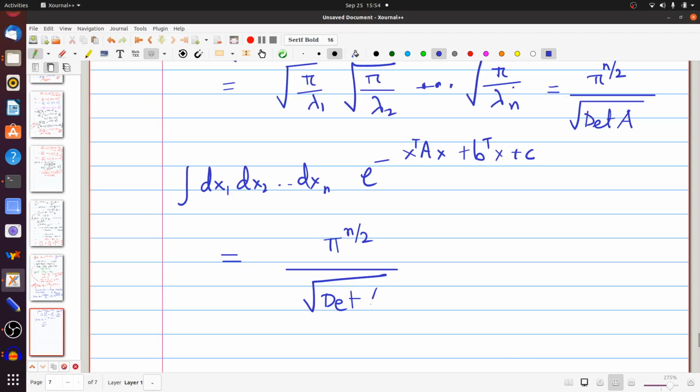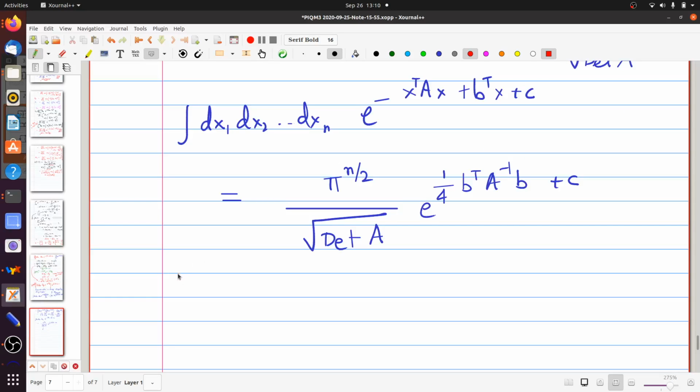E to the power 1/4 B transpose A inverse B plus C. So the calculation of the Gaussian integral requires you to only know the determinant of the matrix A and the inverse of the matrix A. And that's it. So we are going to use this now to calculate our path integral for the free particle.